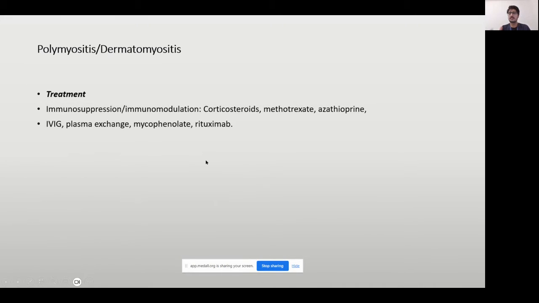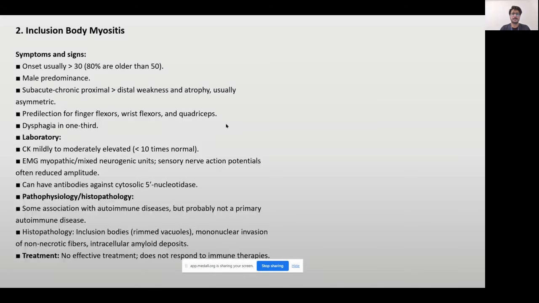How do we treat patients like these? Steroids, methotrexate and azathioprine. Sometimes we need IVIG and plasma exchange, and very rarely we use rituximab. Usually the initial mode of management is steroids or IVIG.